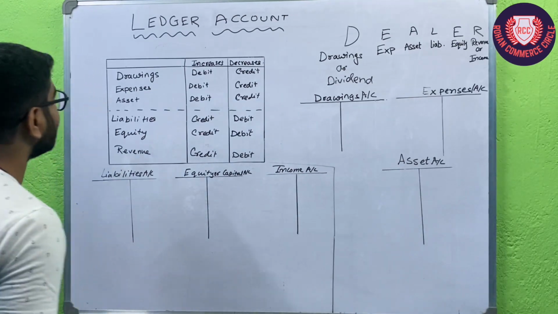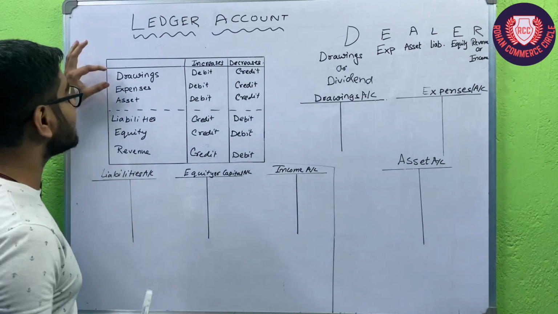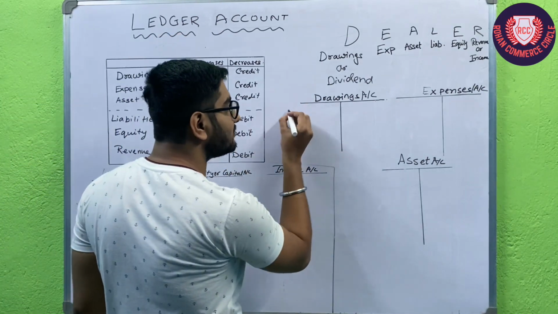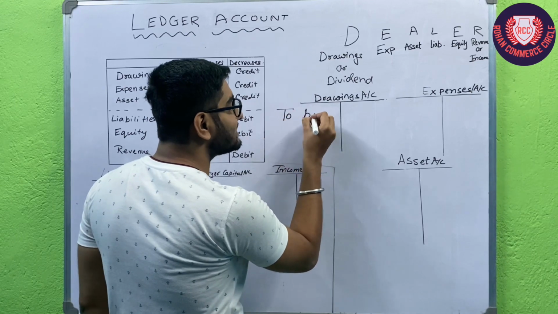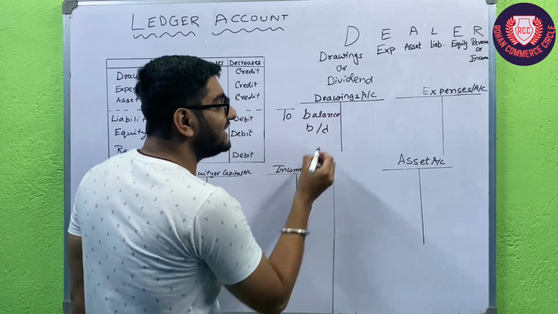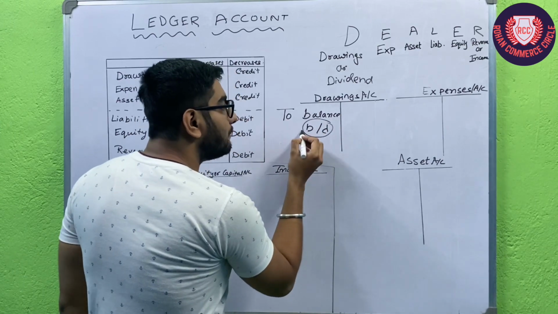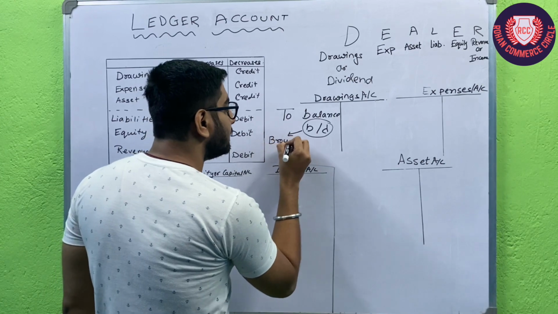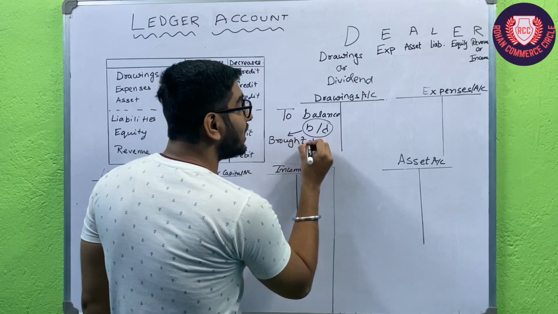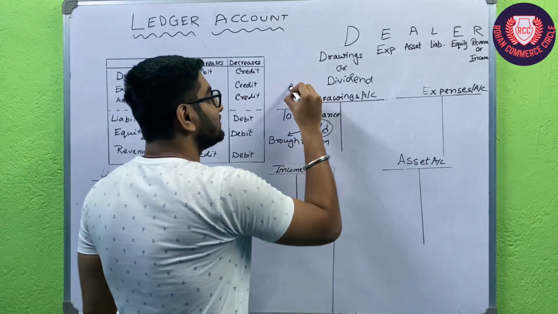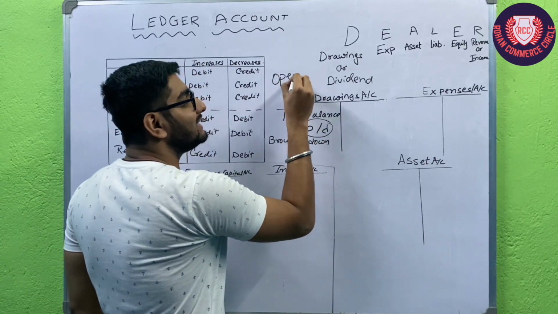So now what we will write on the debit side, students: as drawings are debit, the opening balance of drawings will be written as 'To balance BD'. What is this BD, students? BD means brought down. Okay, BD is brought down. And this is the opening balance. Mind it, this is the opening balance.